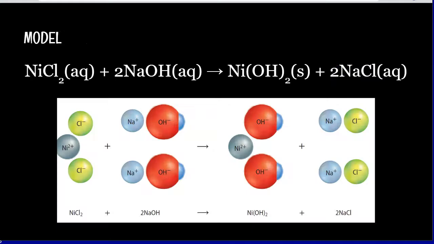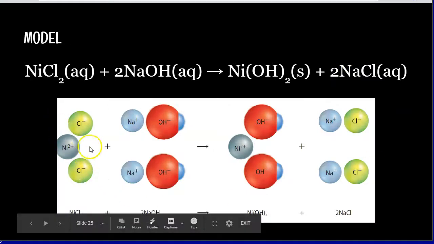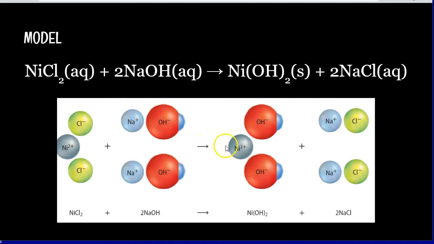This is what that equation looks like graphically. So we have nickel chloride plus 2 sodium hydroxides produces a nickel hydroxide plus 2 sodium chlorides. And at the bottom you can see the equation. And at the top you see the equation.